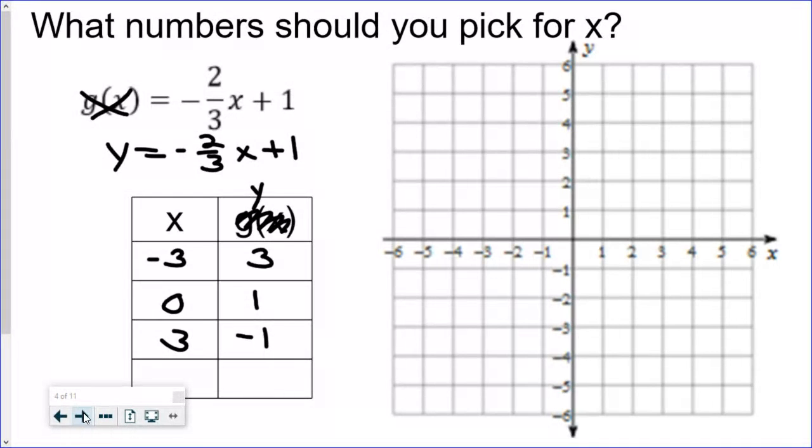That's all calculator. So now I go -3, 3, 0, 1, 3, -1. And they all need to be in a line. Use your straight edge and make sure you have arrows on the sides.